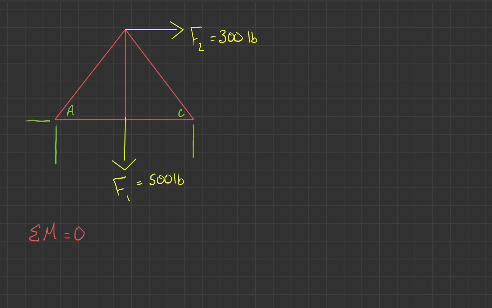So I'm going to guess that since F2 is going to the right, our reaction force at A in the X direction is going to be going to the left. And since F1 is going down, I'm going to assume that our reaction force at A in the Y direction is going to be going up. And the same thing for our reaction force at C in the Y direction. I'm also going to assume that that guy's going up.